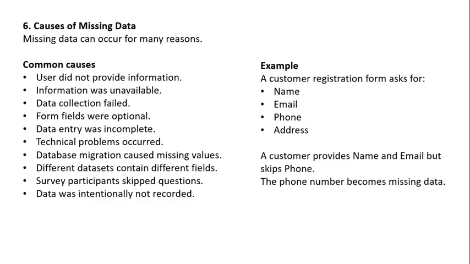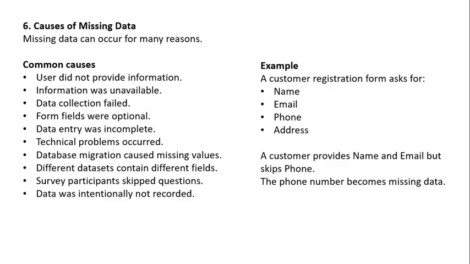As a common case, the user did not provide the information, or the information was unavailable, or the data connection failed, or form fields were optional, the data entries were incomplete, and technical problems occur. In database migrations, values can be missing because different datasets have different field constraints. In surveys, participants skip questions, and the data was intentionally not recorded.